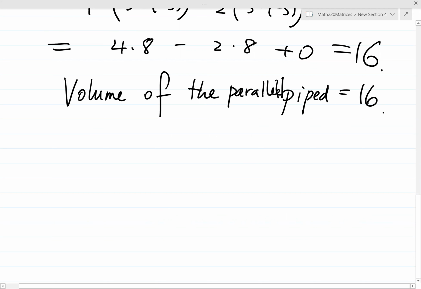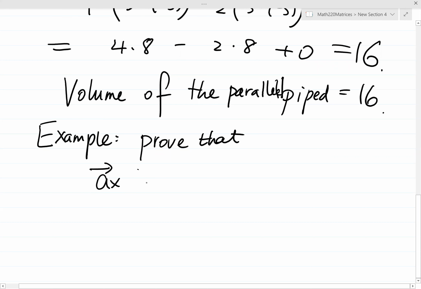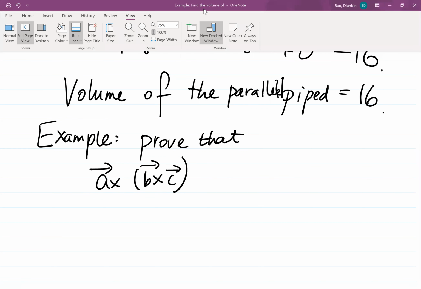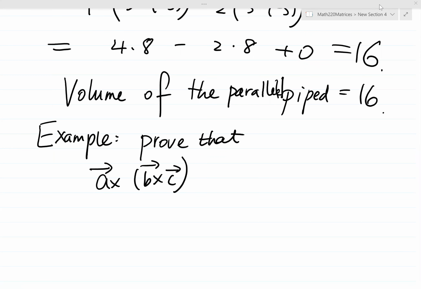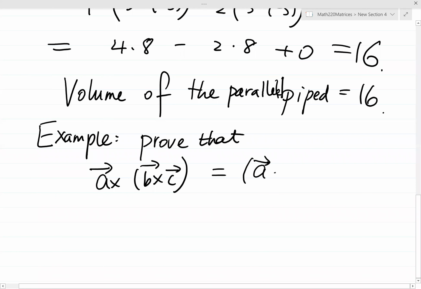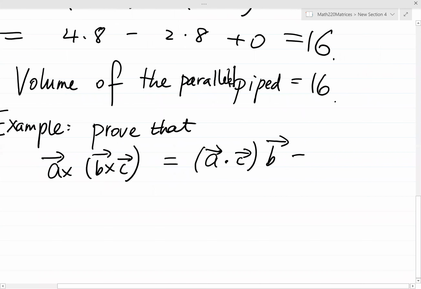Okay, next exercise. Example. Prove that A cross B cross C is A dot C in the direction of B, and minus A dot B in the direction of C.